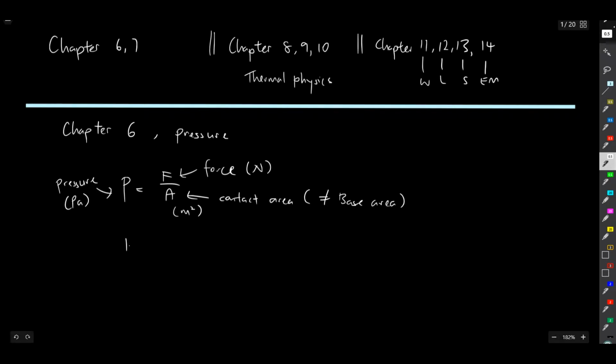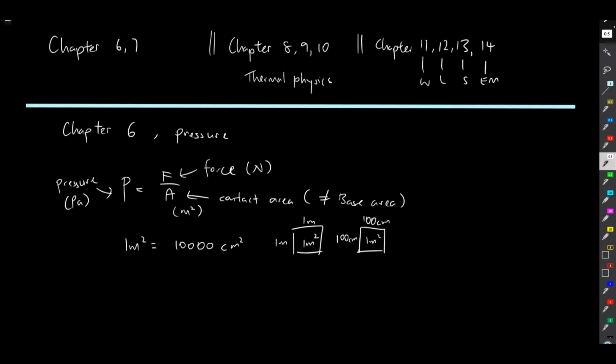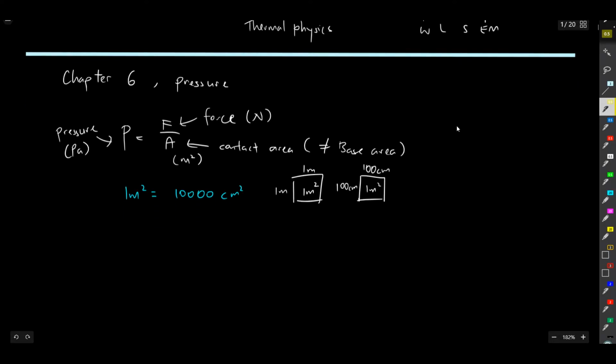And in case you forgot already, 1 meter square is equal to 100 times 100 cm square. So just remember this square, right? So 1 meter by 1 meter, right? Another way to write 1 meter square is, because 1 meter is equal to 100 cm, we know that this is also 1 meter square. And the area of this square is 100 cm times 100 cm, which actually gives us this value over here. Okay, so that's the idea of pressure, right?